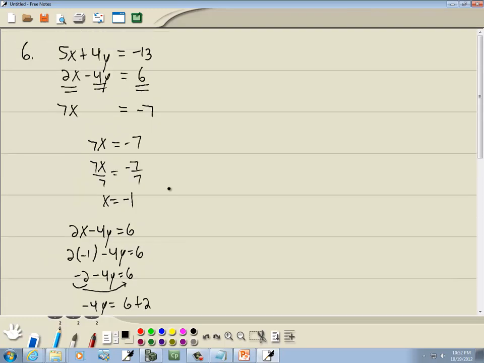Let's show this on the calculator. We got everything with an x and y on the left side, numbers on the right side, so that's good already. We're going to write down the matrix that goes along with that. And again, we'll drop the x's, drop the y's, and drop your equals. So I have 5, 4, negative 13, and 2, negative 4, and 6.